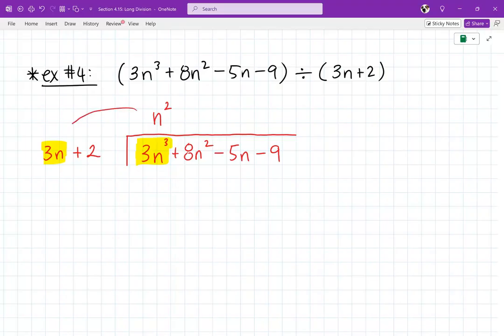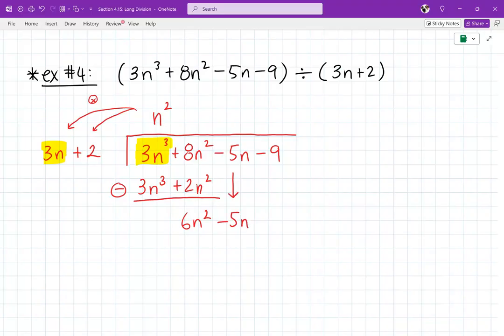Now let me multiply that. That's multiplying right here. So n squared times 3n will be 3n cubed. Remember, you want it to match. That means you're doing something right. Then the next term doesn't have to, though. n squared times 2, that's positive 2n squared. And I'm going to put a line there and put subtraction. 3n cubed minus 3n cubed should cancel, which it does. 8n squared minus 2n squared, that's 6n squared.